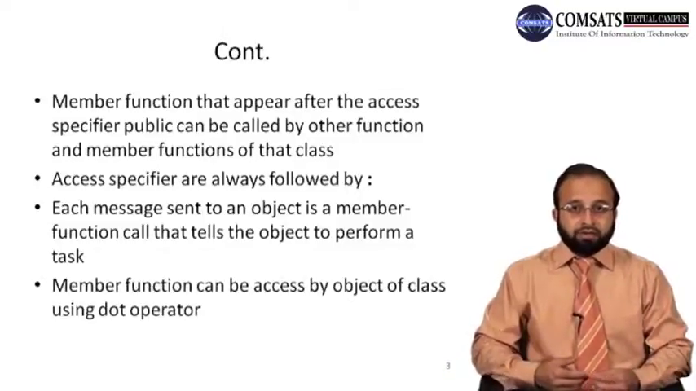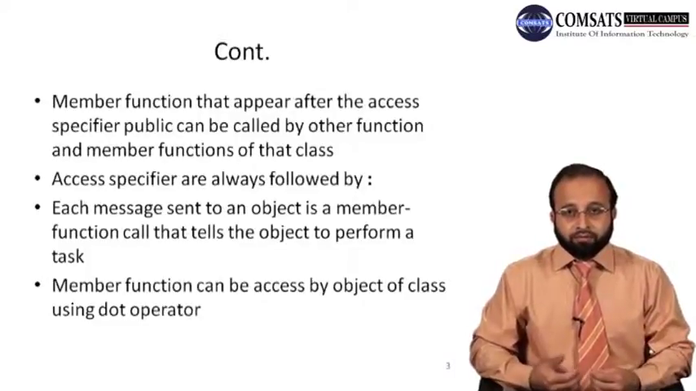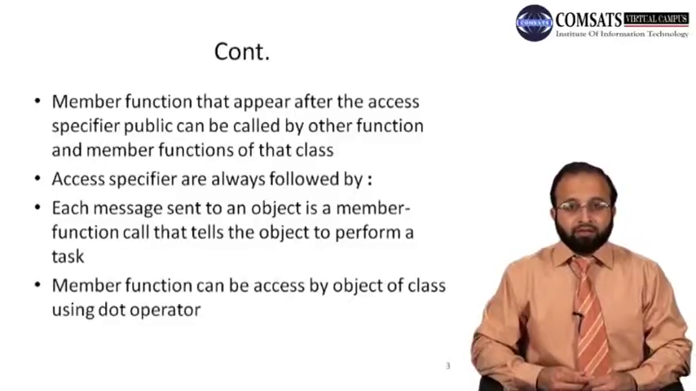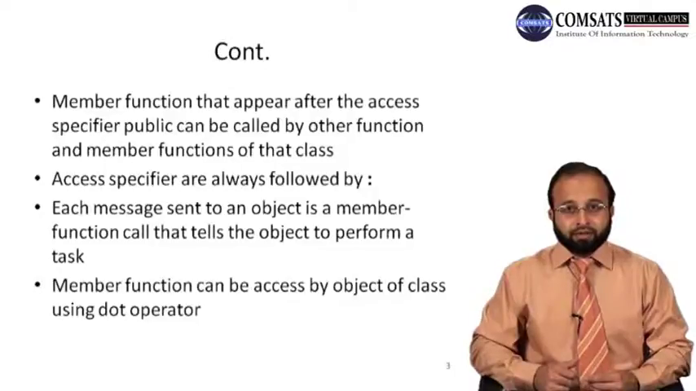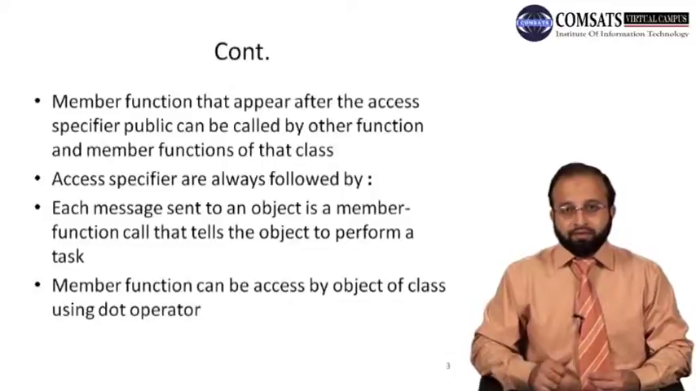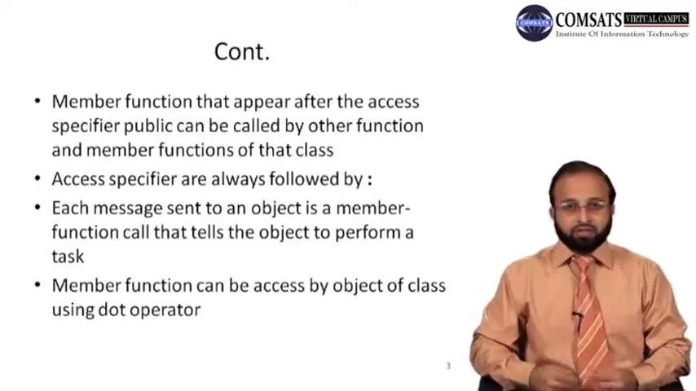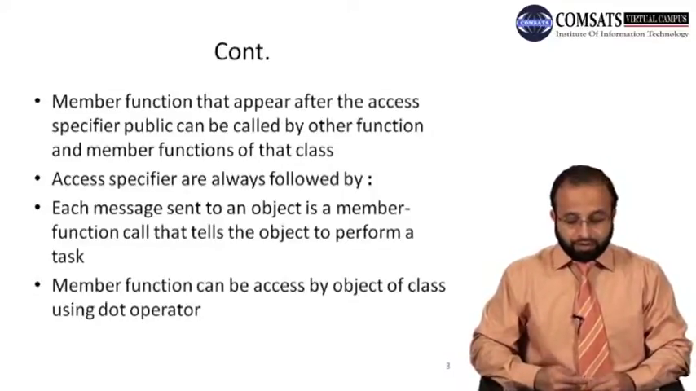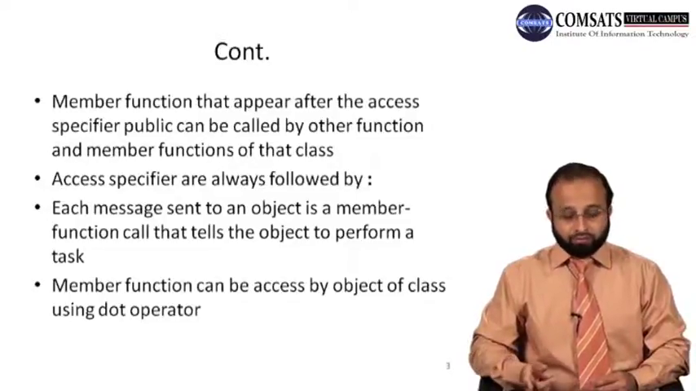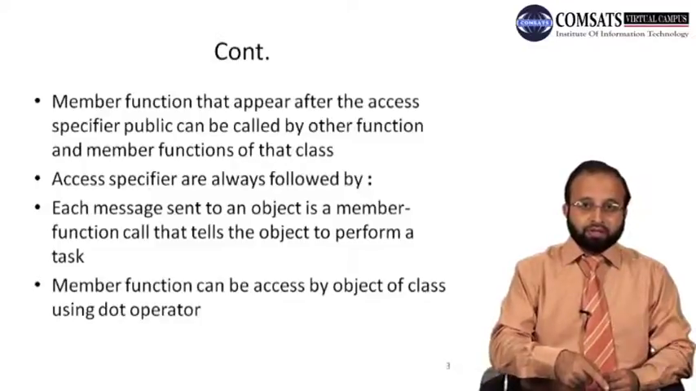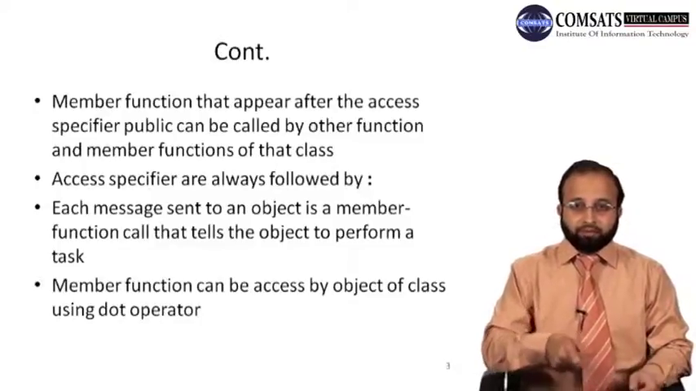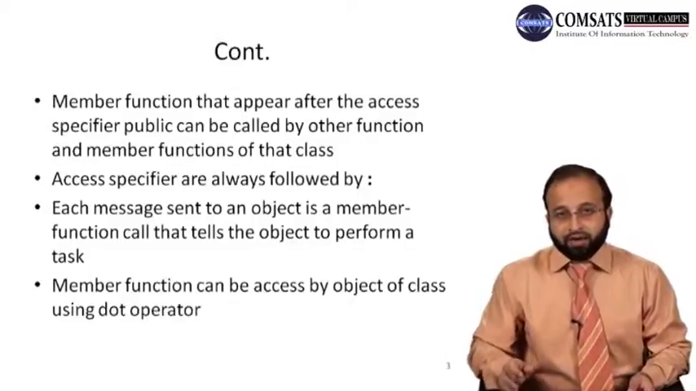If we see the real world, if I want to execute the behavior of a lamp, for example, turning it on, then there must be some lamp present so that I can execute its turning-on behavior that changes the state. So a member function can be accessed by an object of a class using the dot operator. Without an object, you cannot execute the member function, that means the behavior of the class. So for the behavior of the class, you must have an object.